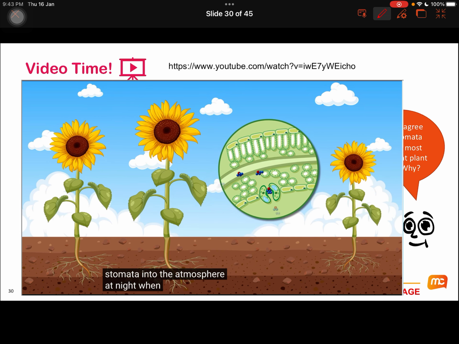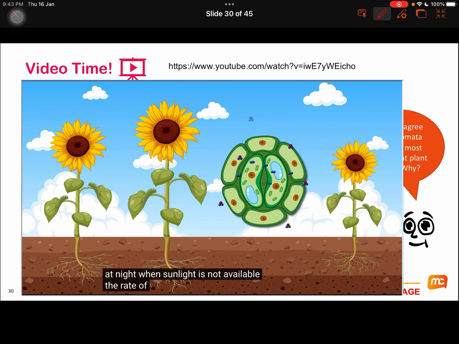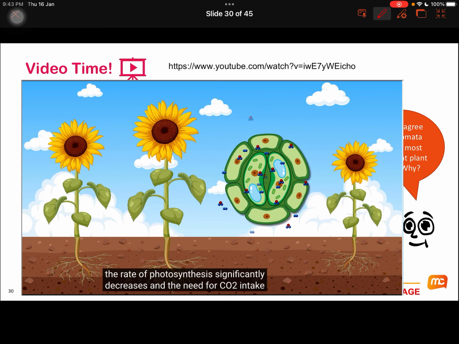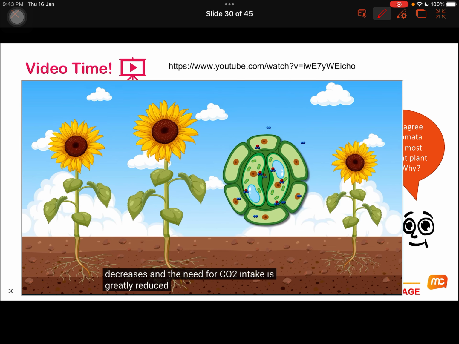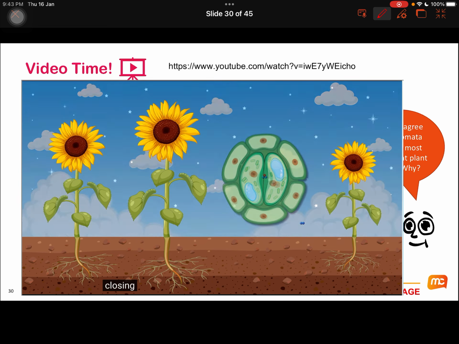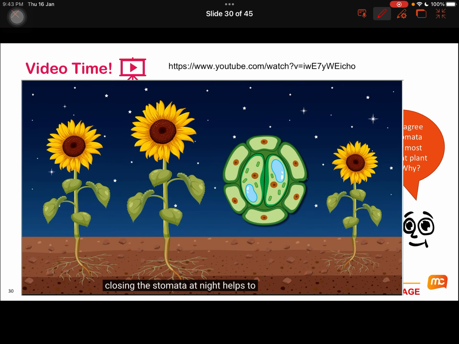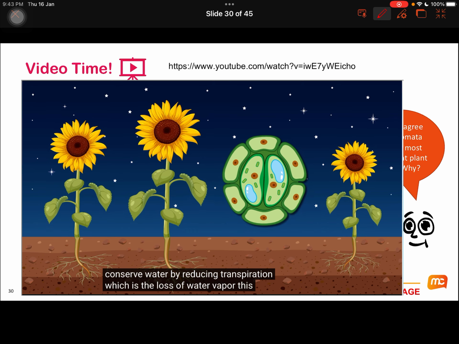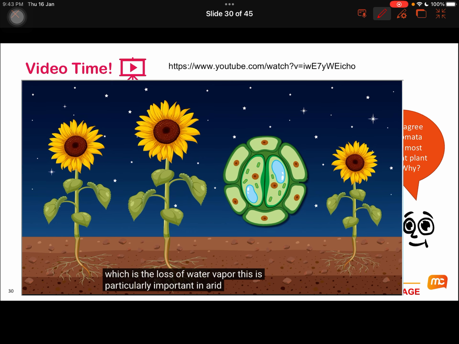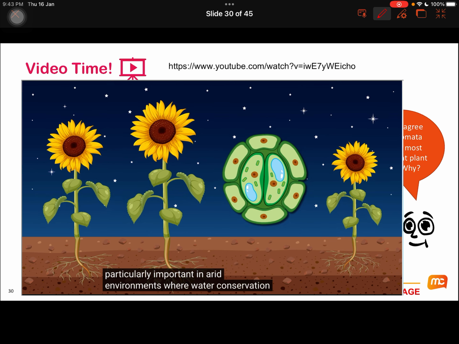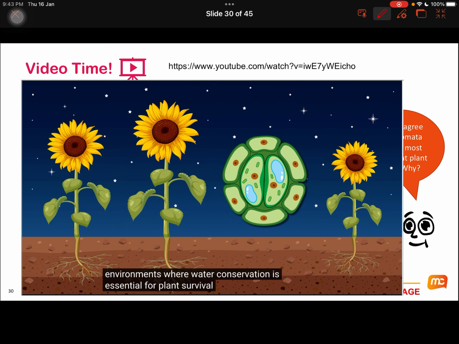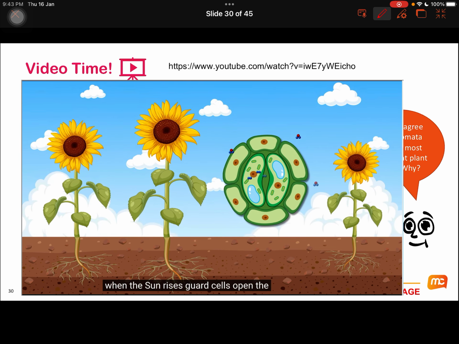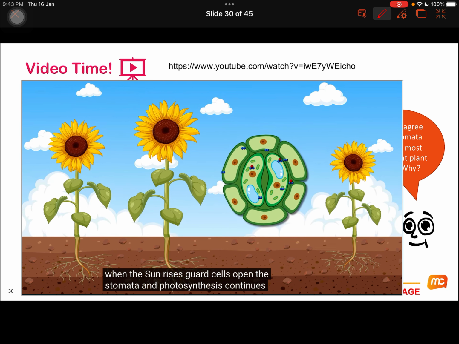At night, when sunlight is not available, the rate of photosynthesis significantly decreases, and the need for CO2 intake is greatly reduced. Closing the stomata at night helps to conserve water by reducing transpiration, which is the loss of water vapor. This is particularly important in arid environments, where water conservation is essential for plant survival. When the sun rises, guard cells open the stomata, and photosynthesis continues.